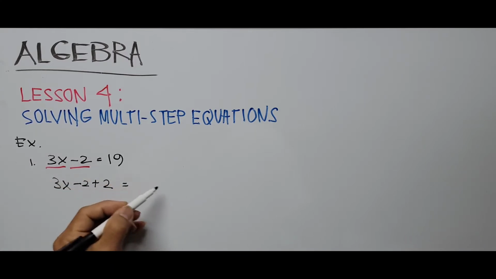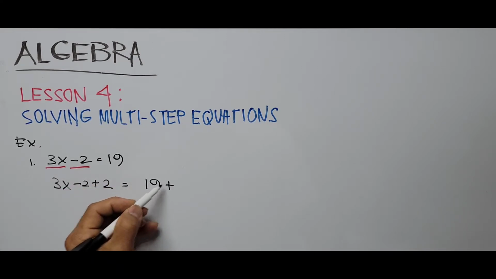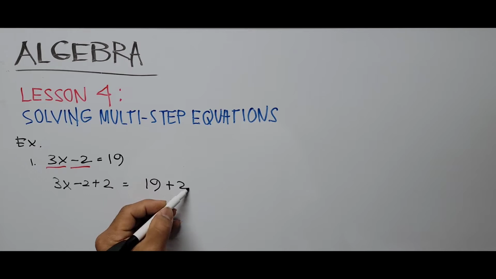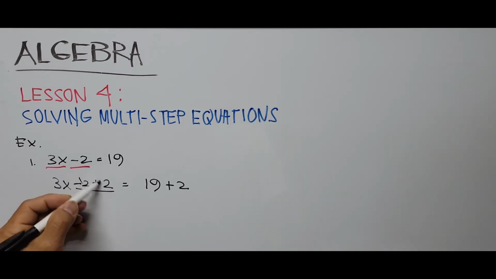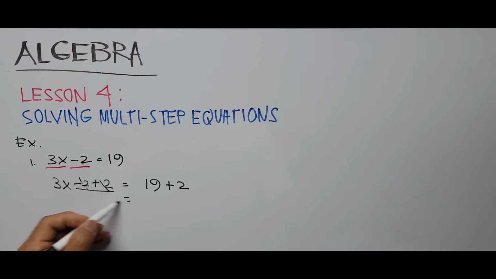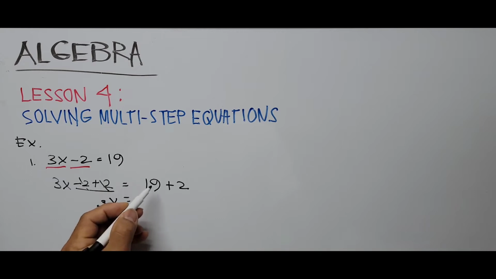And on the right side, 19, we add plus 2 the same way. So that's the rule. Whatever you do on the left side of the equation, you do to the right side of the equation the same way. Simplifying it, this cancels, and now we're left with 3x, and 19 plus 2 is 21.